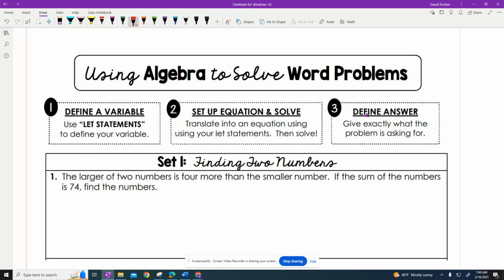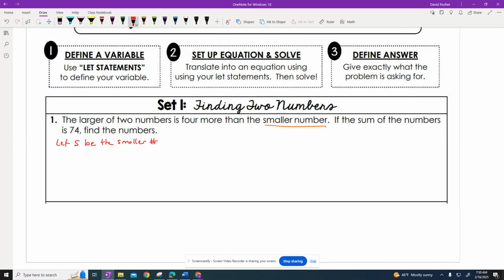It says the larger of two numbers is 4 more than the smaller number. So kind of what I do is I look right here. They didn't give us any information about the smaller number, but they did about the larger number. So we want to define some variables over here. We want to say let S be the smaller number. I'm just going to use the abbreviation for the smaller number, the little hashtag number sign there, okay?